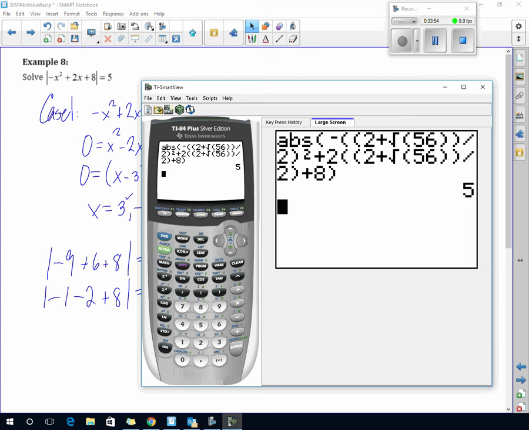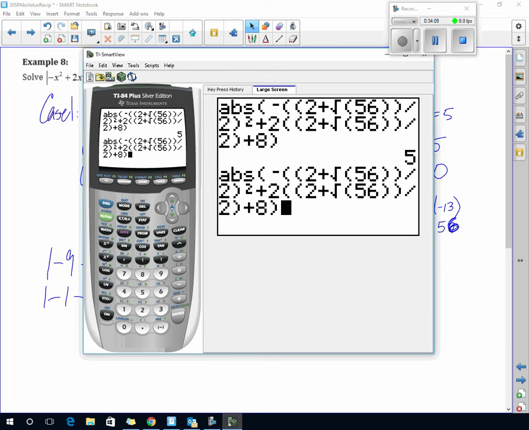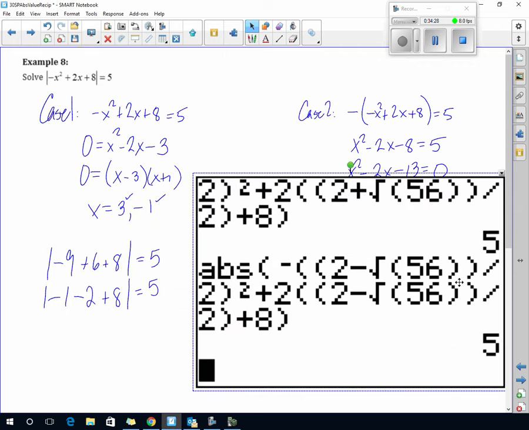What's going on here? You just go second enter, and then all you have to do is change that plus square root into a minus square root. So I'm going to go up there and go subtract and go up there and go subtract and go enter, and hey, it looks like it's a 5 again. So all 4 solutions work. What do you mean, what are the other 2 solutions? This and this.